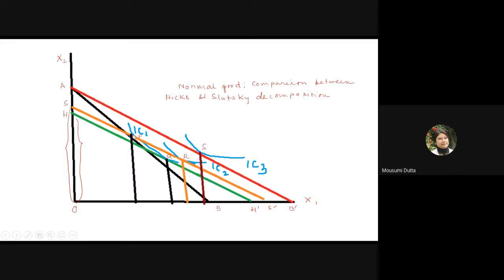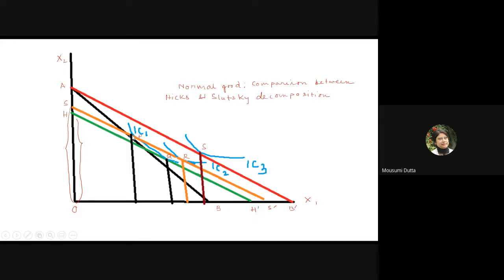It is not tangent to IC at P. So this is not the best choice point. It is a choice point. It is a feasible choice point, as the point lies on SS prime, the new hypothetical budget line. It is a feasible consumption point.